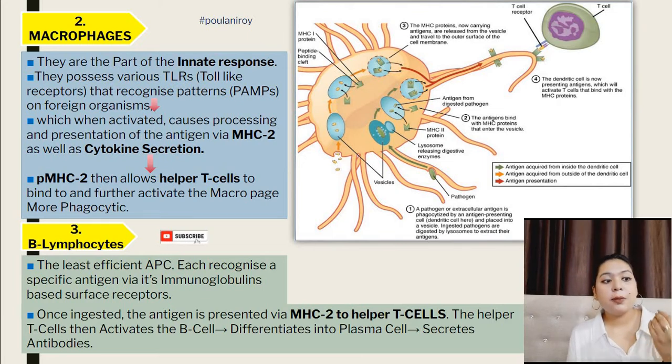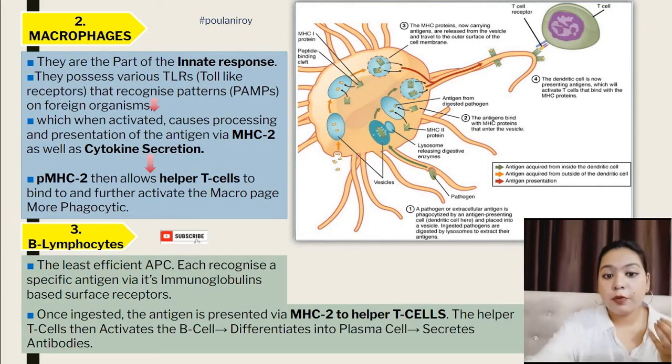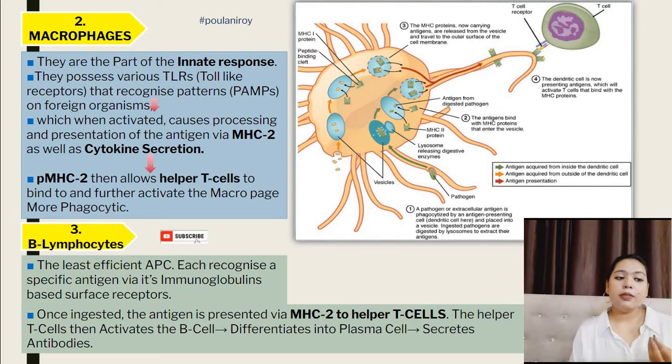Now next you see the B lymphocytes. The B lymphocytes are the least efficient ones. Each recognizes a specific antigen via its immunoglobulin based surface receptor. So they also have an Ig based surface receptor. Now next what is happening?